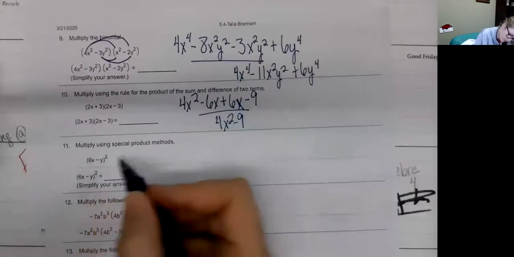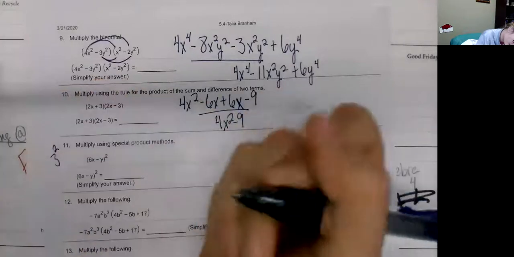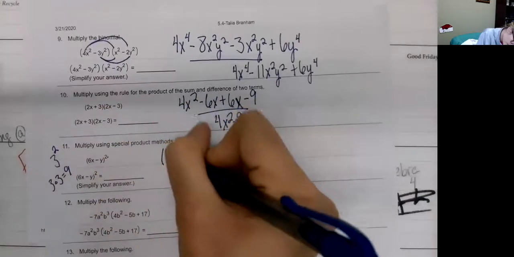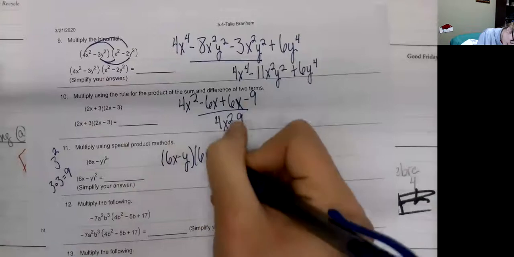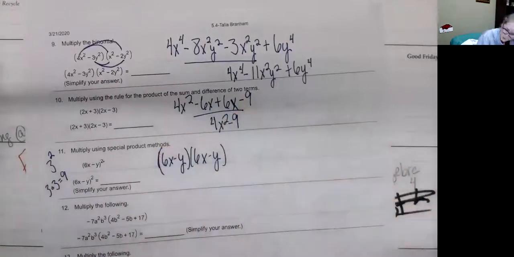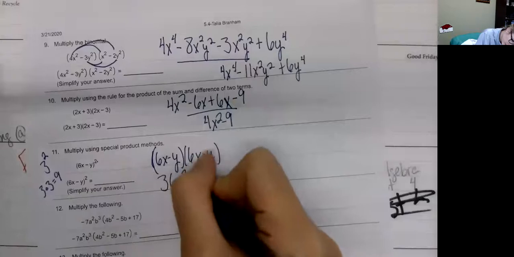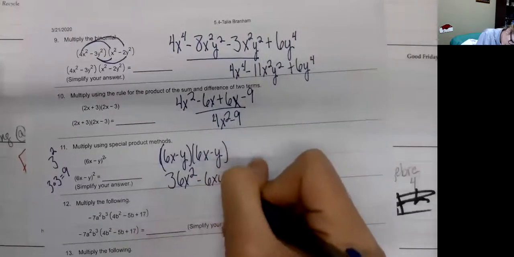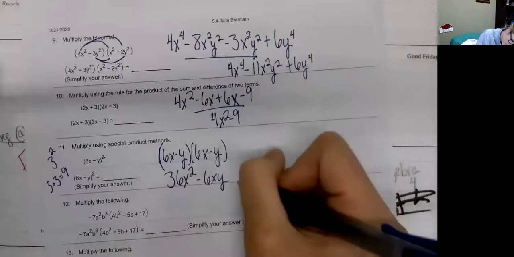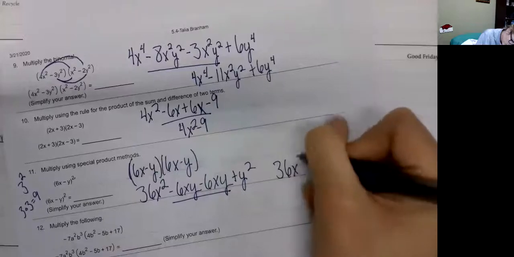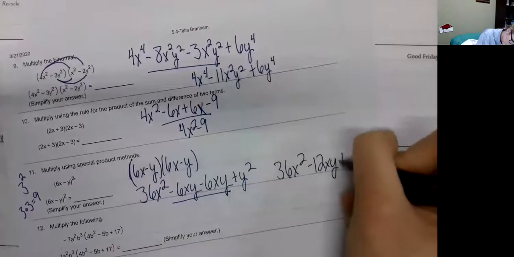These special product methods, when they give them to you, that 2 on the outside means there's 2 of these. It's just like our exponents. If we had 3 squared, it means 3 times 3. So this here means (6x minus y) times (6x minus y). So 6x times 6x would be 36x squared. Subtract 6xy. Negative y times 6x would be subtract 6xy. Negative y times negative y would be positive y squared. Combine like terms. So we'd have 36x squared subtract 12xy plus y squared.